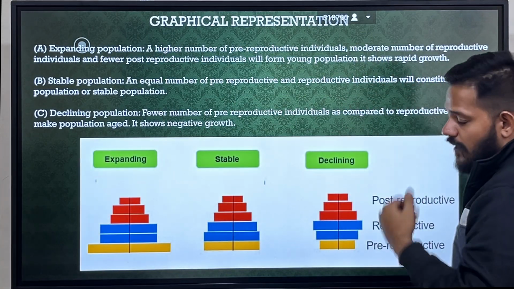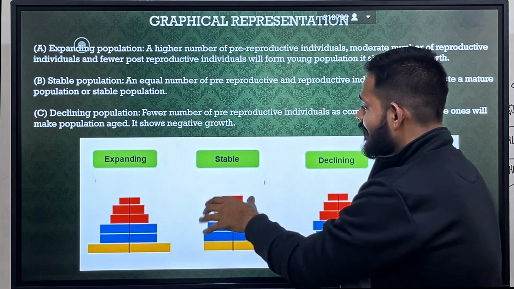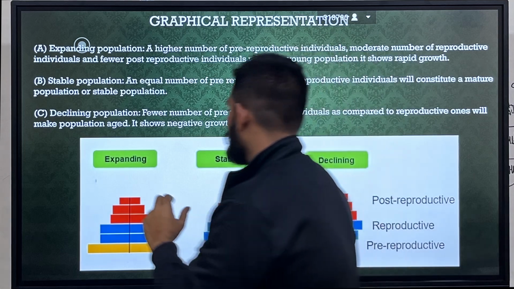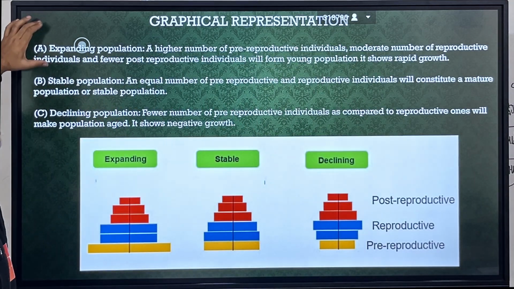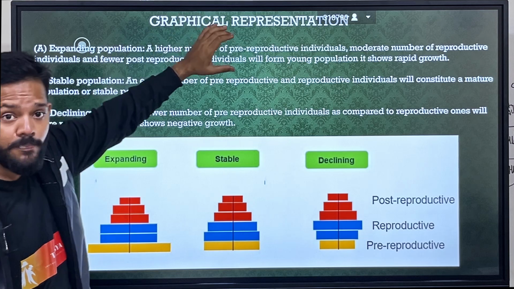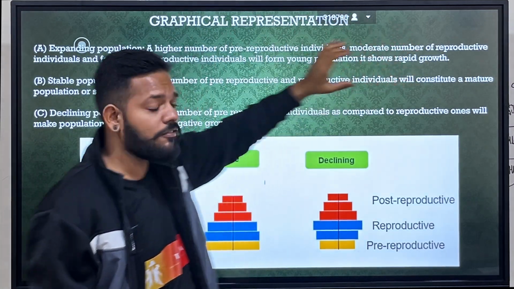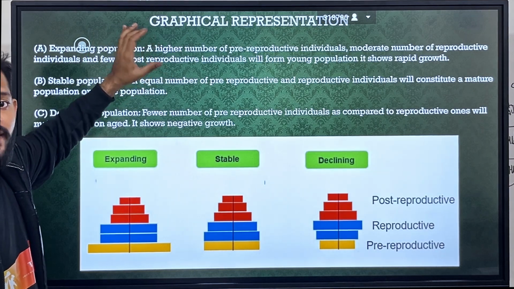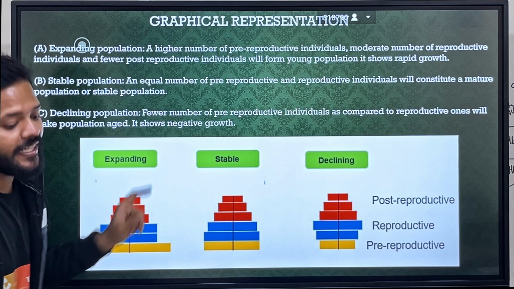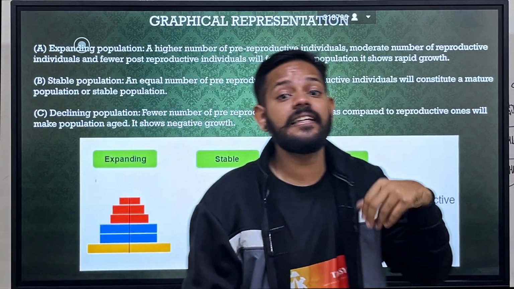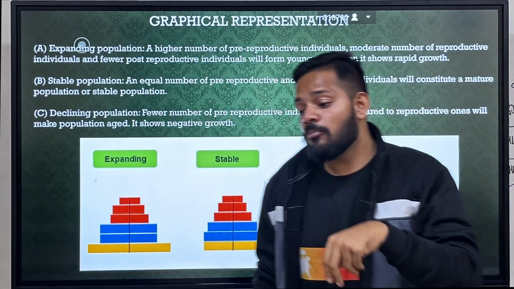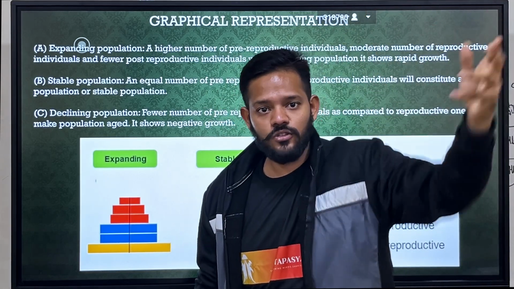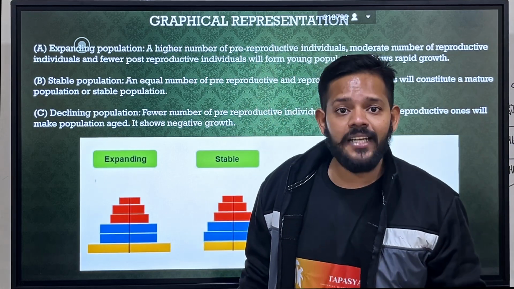Which we call age pyramids. So we have three types of age pyramid: expanding, stable, declining. One by one we are going to see what these are. So expanding population: a higher number of pre-reproductive individuals, a moderate number of reproductive individuals, and a few old age or post-reproductive individuals, then that is your expanding population. Expanding population means increasing population. The more the number of children, they will convert into adults, so more they will do reproduction. That type of population is your expanding population.